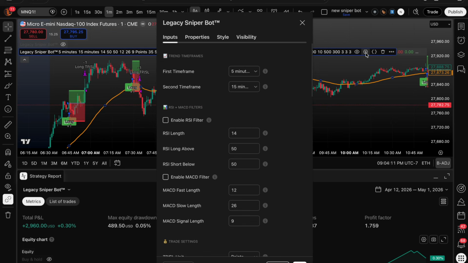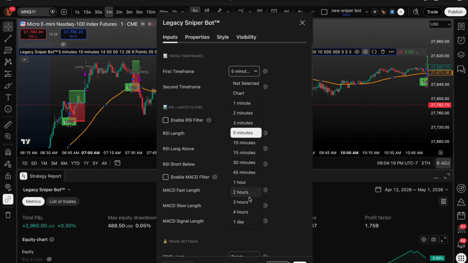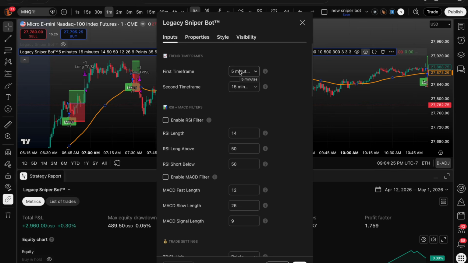If you go to the settings, what we're gonna do with this one is you basically select the first time frame. These are basically the options. We're gonna choose 5 minute by default. So what that means is the first time frame is 5 minutes. I'm on the 1 minute time frame. So the first time frame has to be higher than the time frame you are trading on. So it uses higher time frame confluence, okay?